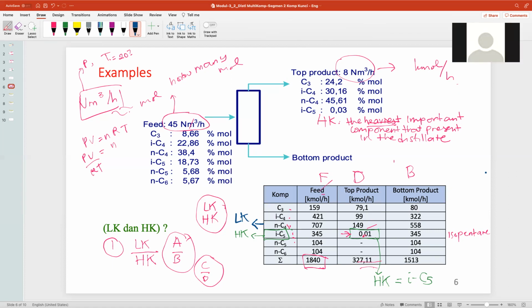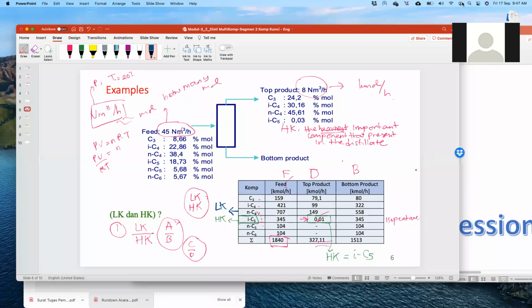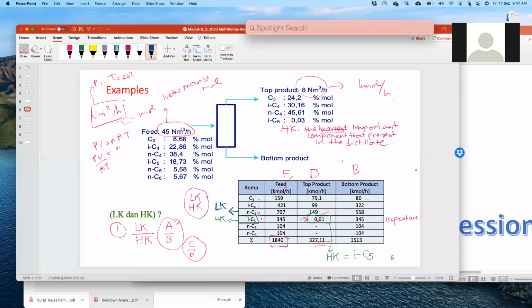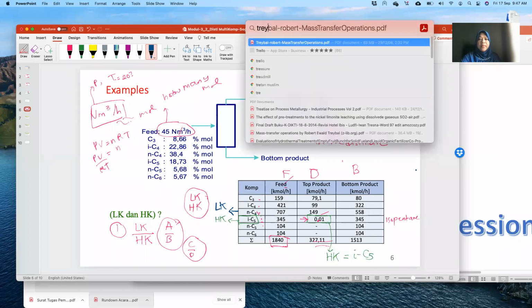Okay. Yes, I have a question. Okay, go ahead. What do you mean by important component? How do we know if it's important or not? Let's open the book. Have a look. This one. Let's open the book. Table.